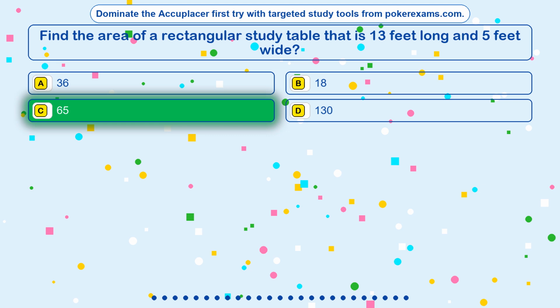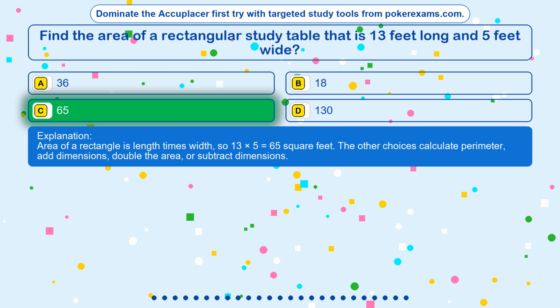The correct answer is option C, 65. Area of a rectangle is length times width, so 13 times 5 equals 65 square feet. The other choices calculate perimeter, add dimensions, double the area, or subtract dimensions.